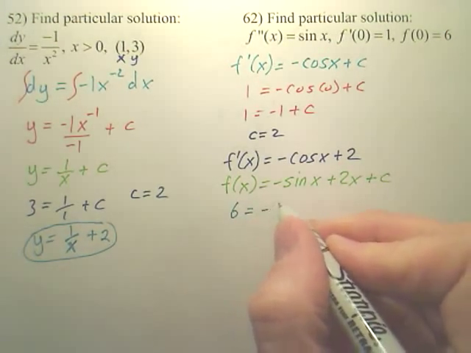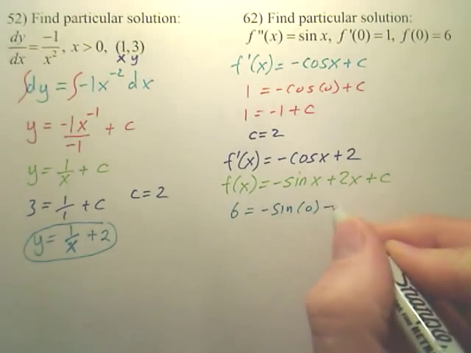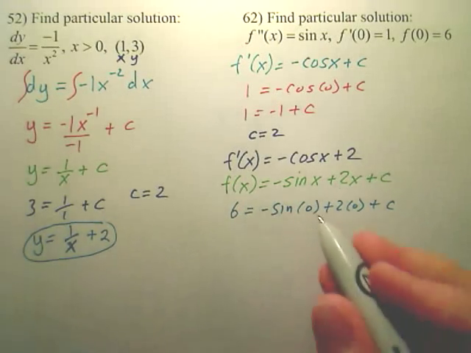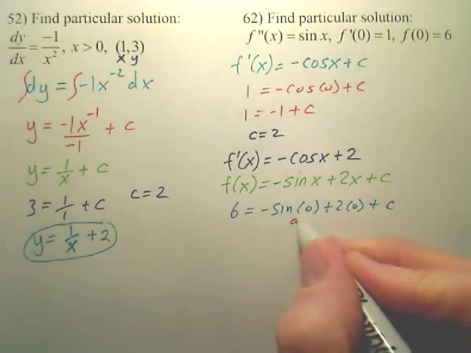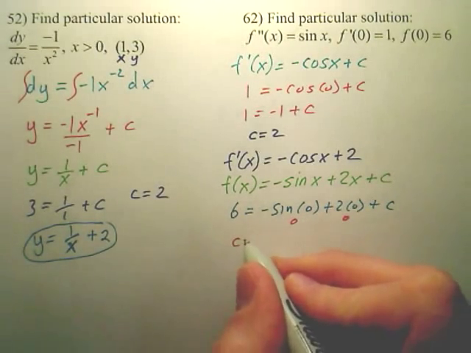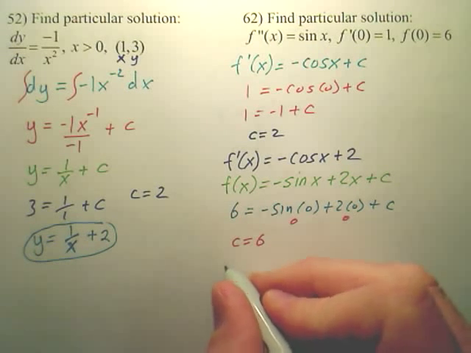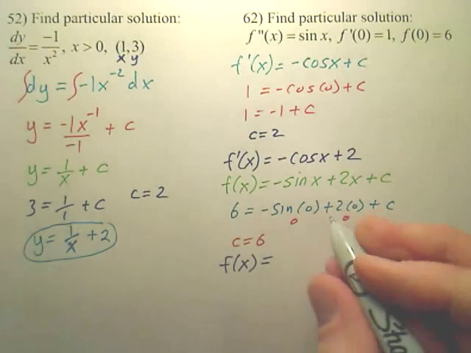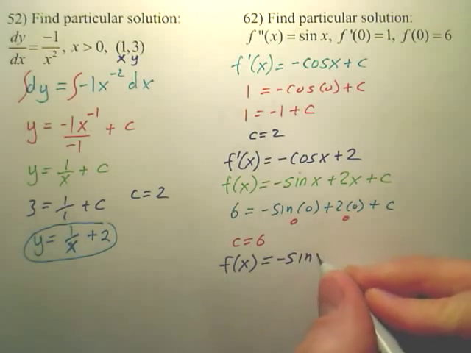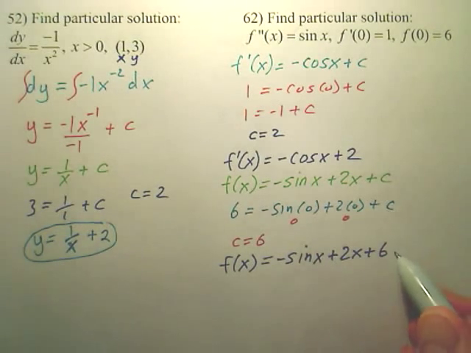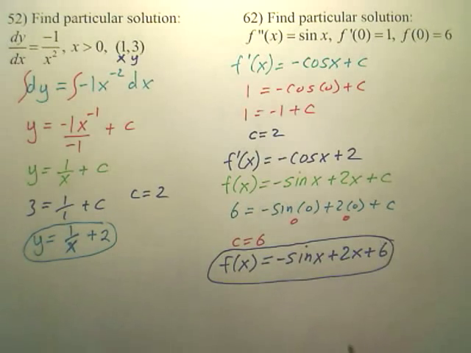So 6 equals negative sine 0 plus 2 times 0 plus c. Sine 0 is 0. So c equals 6. So my answer is the original function would be negative sine x plus 2x plus 6, the c value. That would be my original function, starting with the second derivative of sine x and having these two pieces of information along the way.